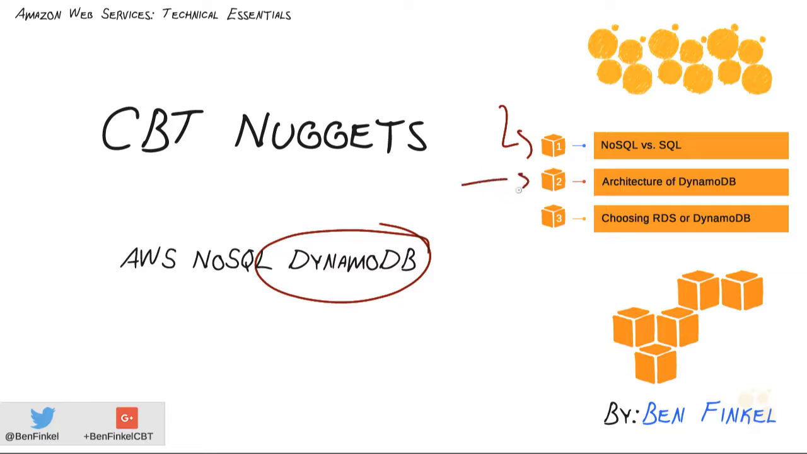Then we'll talk about how DynamoDB specifically is architected, what the different items or the different pieces of a DynamoDB are, and we'll finish up by briefly talking about when you should choose RDS versus when you should choose DynamoDB.